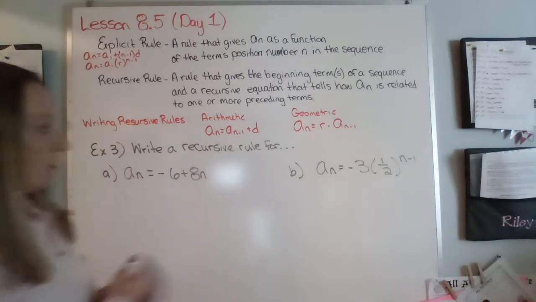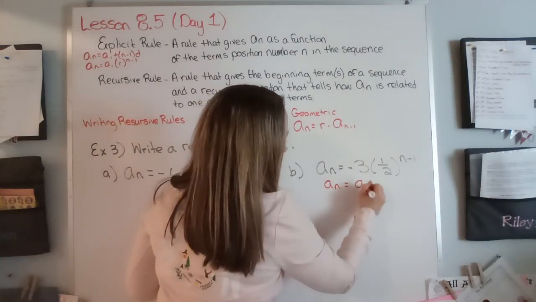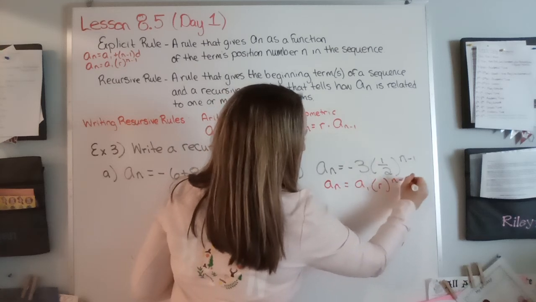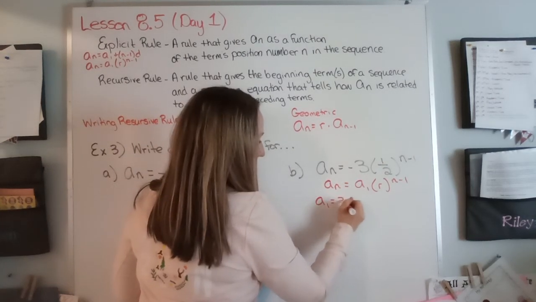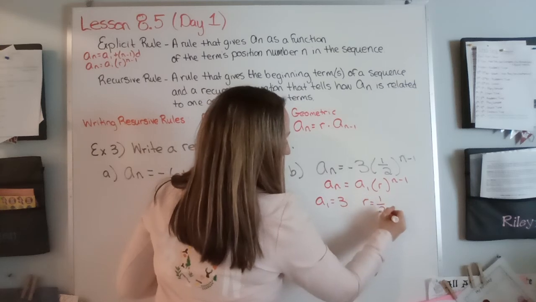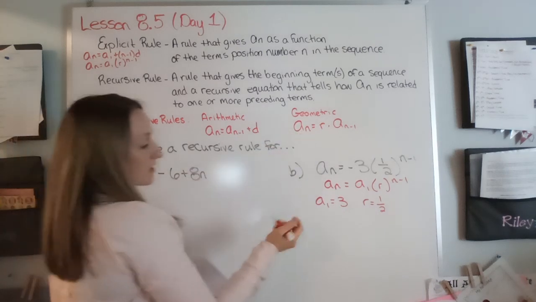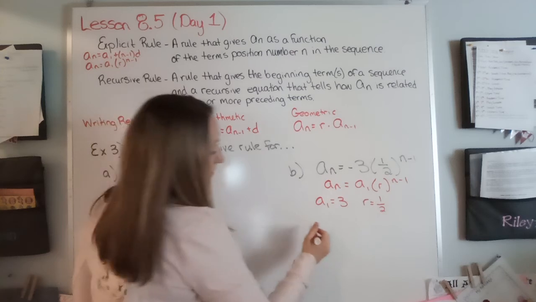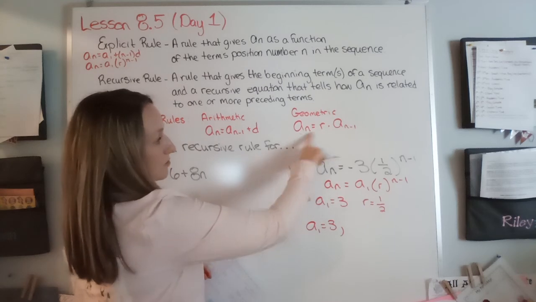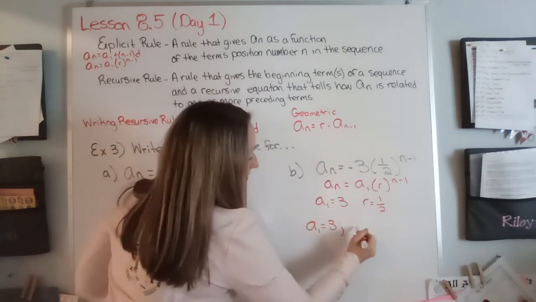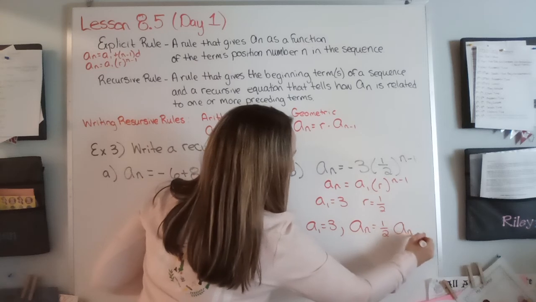This is geometric. All right, if you remember the explicit rule for geometric, it's a sub n equals a sub 1 times r raised to the n minus 1. So looking at the explicit rule, you should be able to gather that the first term is equal to 3 and the r value is equal to 1/2. So that is all you need in order to write your geometric recursive rule. To write the recursive rule, you tell me what this sequence begins with, beginning term, a sub 1 equals 3. And then you tell me to get to the next term, you take the previous term and multiply by r. So it's a sub n equals 1/2 times a sub n minus 1.